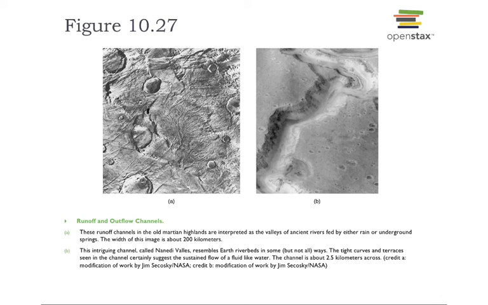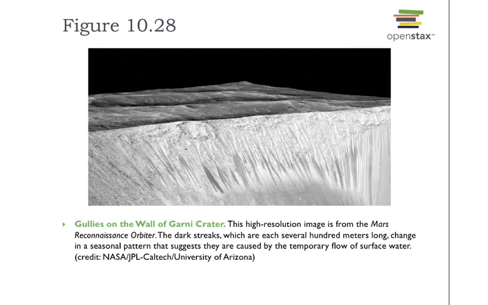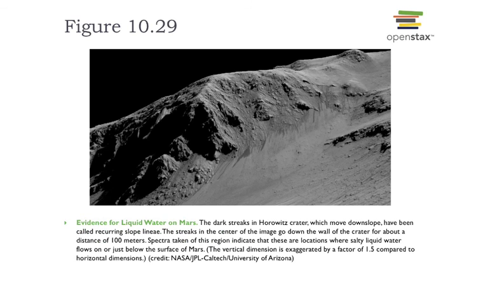And here we see evidence of some of these ancient water flows, where at some point larger regions actually had more water flowing through there. More evidence of this: we see these darker streaks here. These are several hundred meters long. And in a crater, we see that flow again. So again, that liquid flowing down through there.